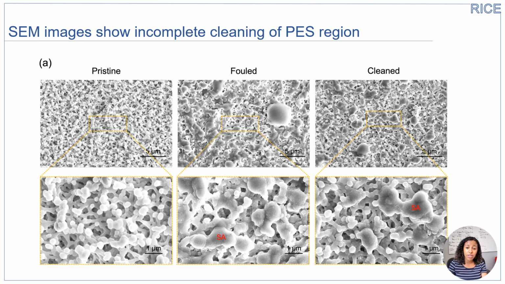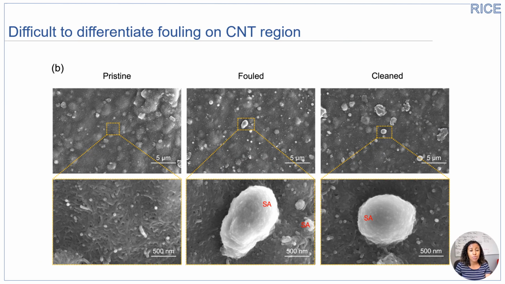SEM images of the polyether sulfone regions that are shown here show that there's clear fouling after the sodium alginate solution is filtered through the membrane. And there's also some fouling remaining on the surface there after cleaning. It's more difficult to clearly see the level of fouling on the carbon nanotube regions, which are the images shown here. But similar to the polyether sulfone, we see what are likely sodium alginate particles on both the fouled and the cleaned membranes.